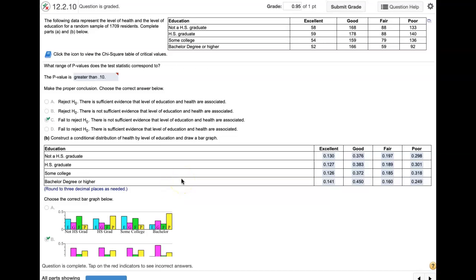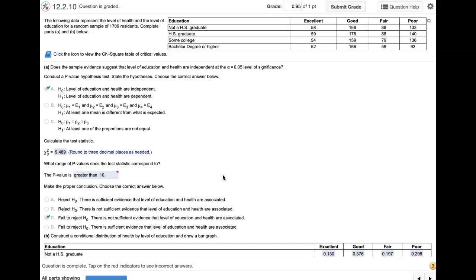Let's look at problem 12.2.10. We're going to be checking to see if these variables are independent, level of education and your health level. And so here's the data of the level of education and person's health. You're going to conduct a hypothesis test. The null and alternative are here.